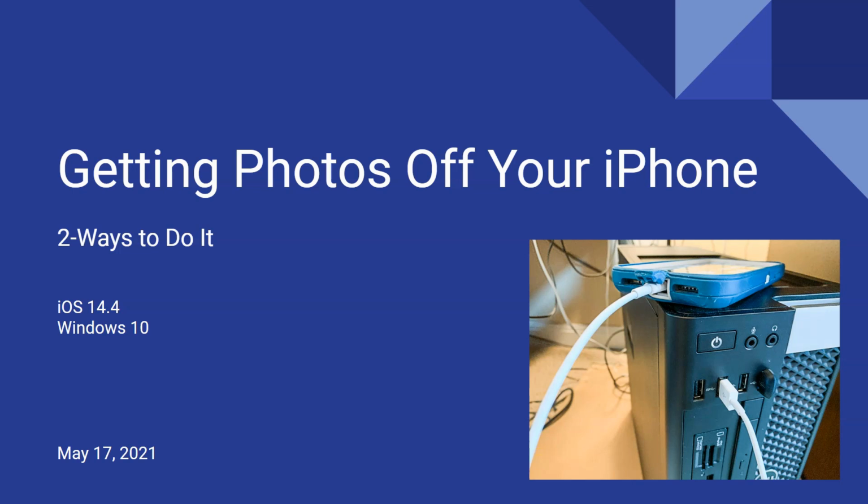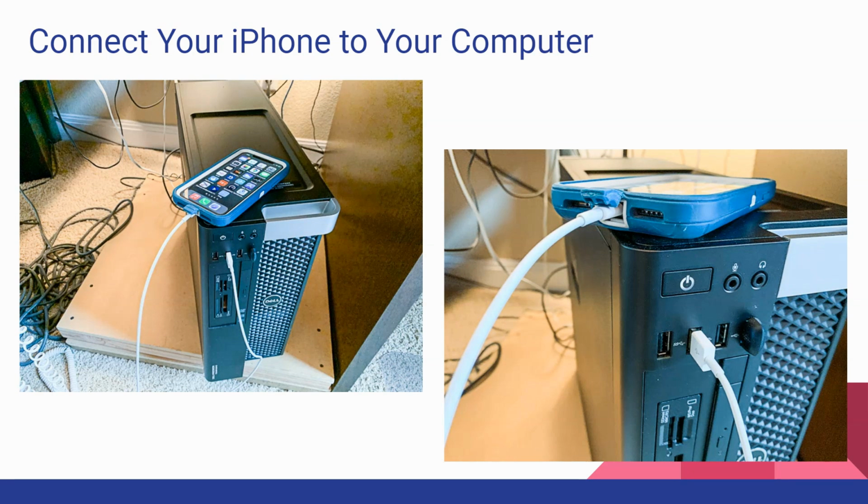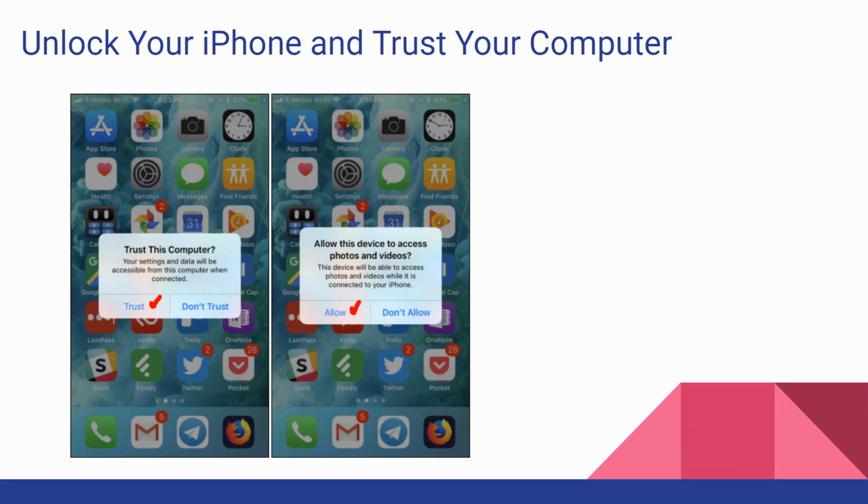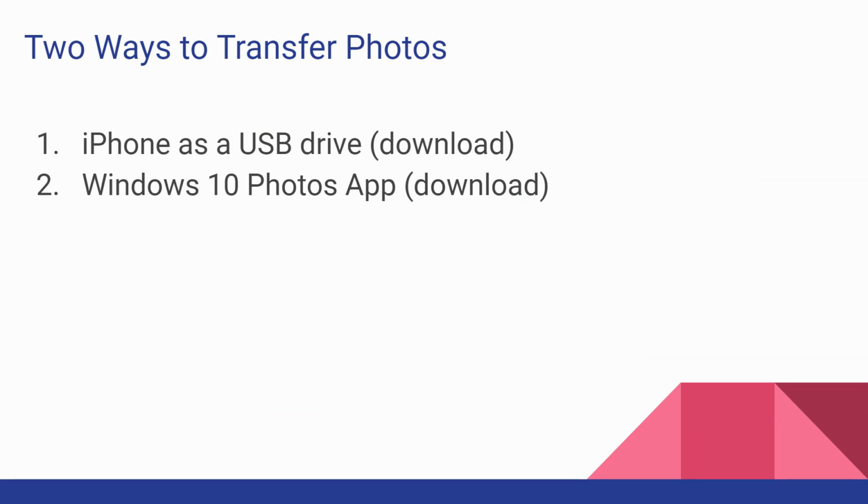This 1-minute lesson is for you. First, let's get your iPhone directly connected to your computer. Use your charging cable and plug the USB end into your computer and the other end into your iPhone. When your iPhone is connected to your computer for the first time, you must unlock your iPhone and allow it to trust your computer. You must also allow your computer to access the photos and videos on your iPhone.